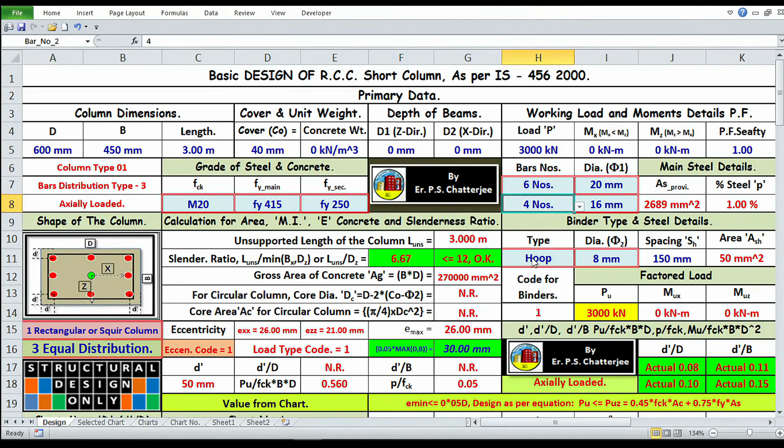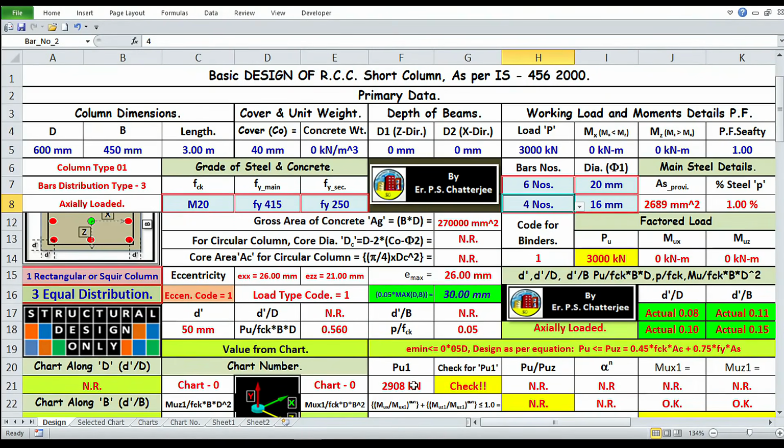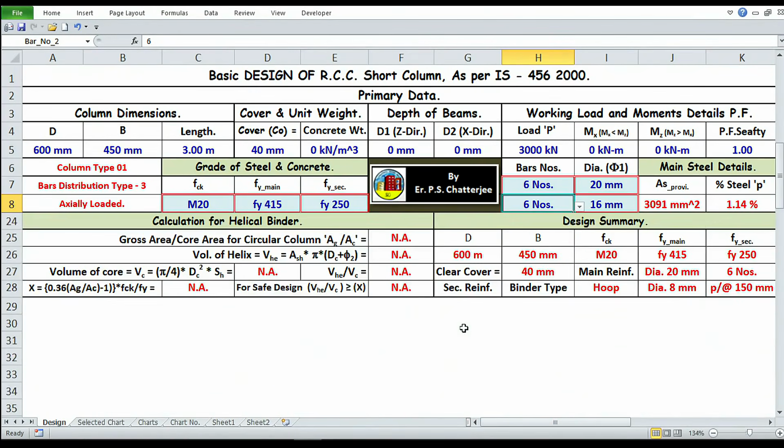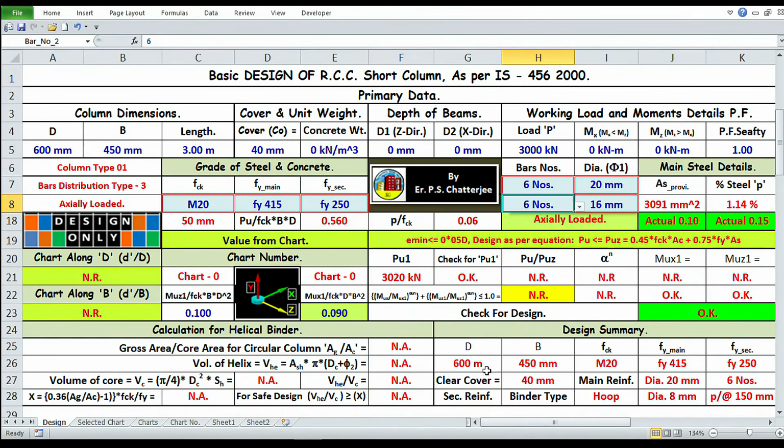Okay, 1%, Pu 3000 and Pu1 2908. So we have to increase the steel a little bit. Not okay. Now it is okay. This is 3020 kilonewton and this is 3000. This value is more than this value, so the design is okay. Status of the design okay. And here is our design summary.